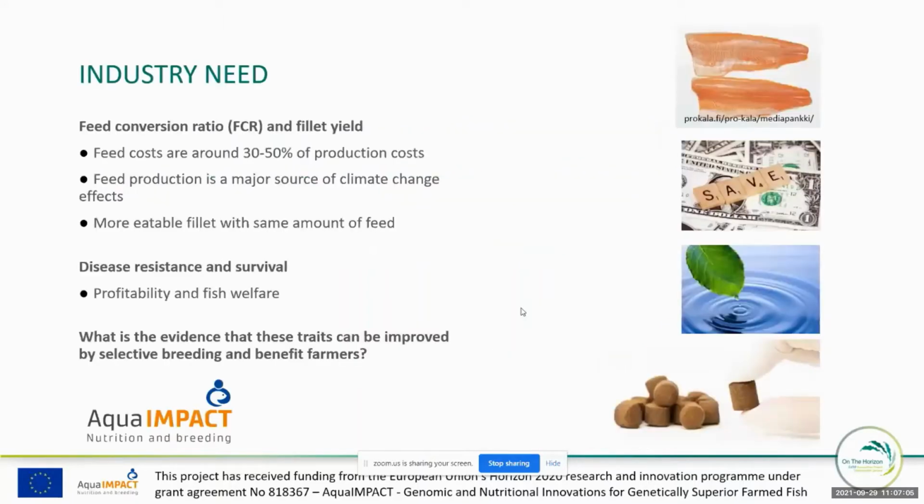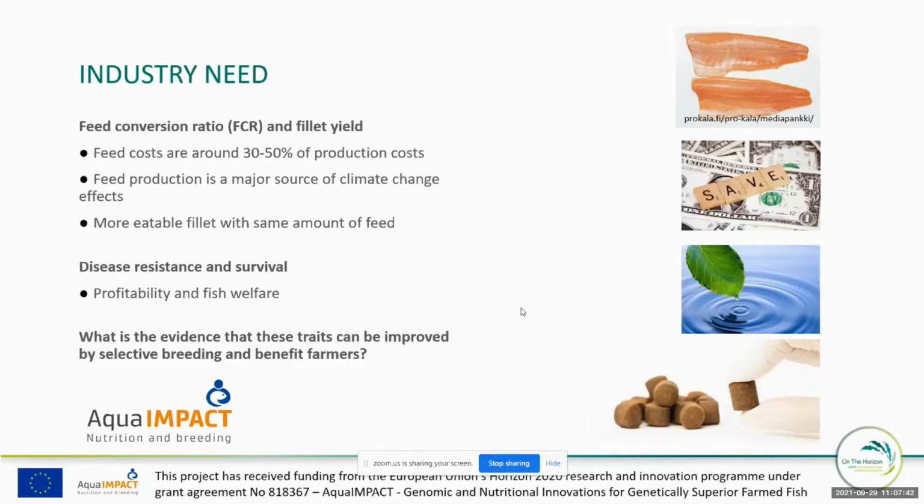Feed conversion ratio, fillet yield, and disease resistance are key traits for profitability and resource efficiency in the aquaculture industry. This is because they are traits related to efficiency, which means the ratio of inputs to outputs. These traits are related to reduced production costs and increased output, and also to environmental impacts like climate change effects. And disease resistance naturally is related to fish welfare also.